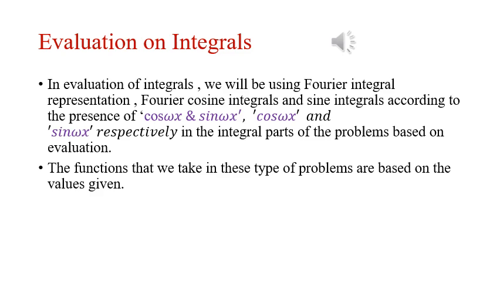In this type of problems, there will be two parts. One is the integral part and the other one is the value, that is the function. From the integral part, if we have both cos omega x and sine omega x, then we can directly use Fourier integral representation. Or if we are having a cos omega x part and there is no sine x omega, you can use Fourier cosine integral.